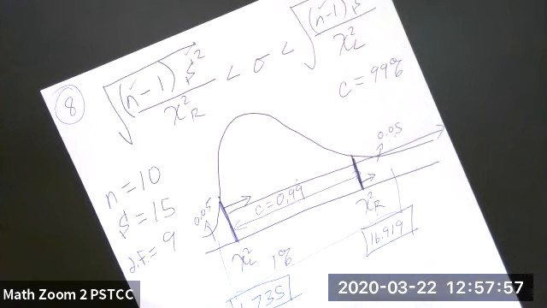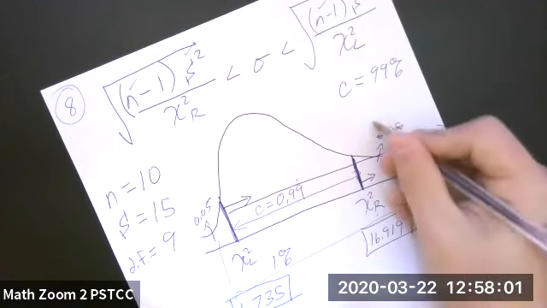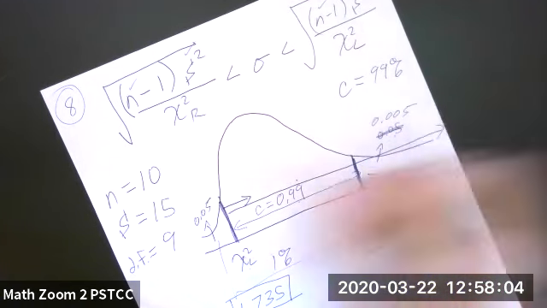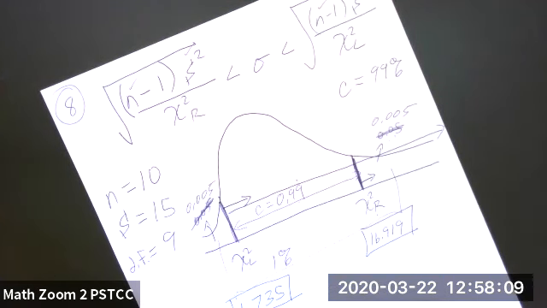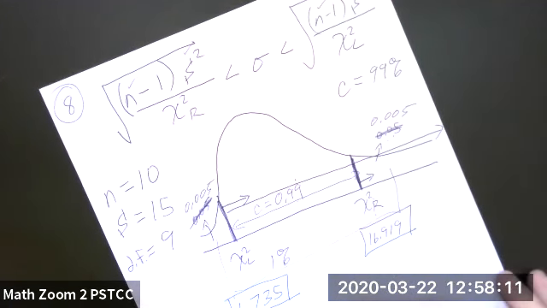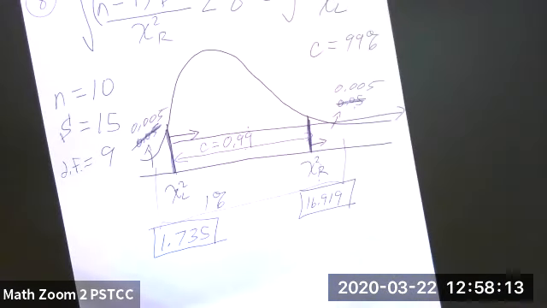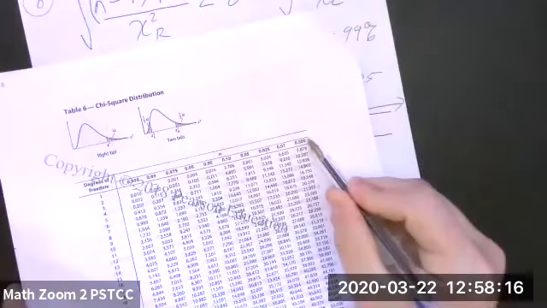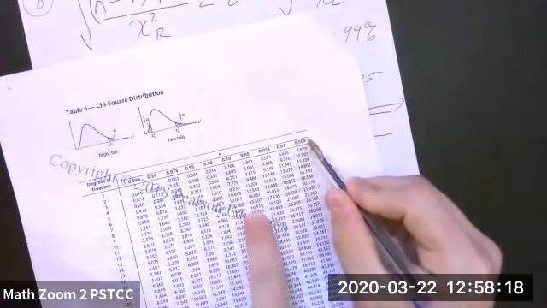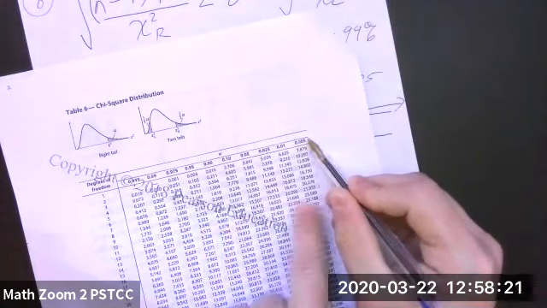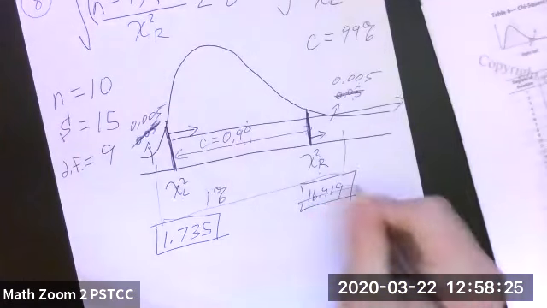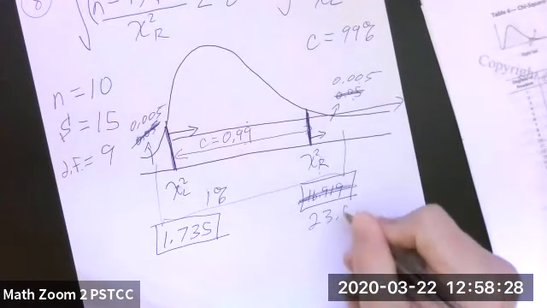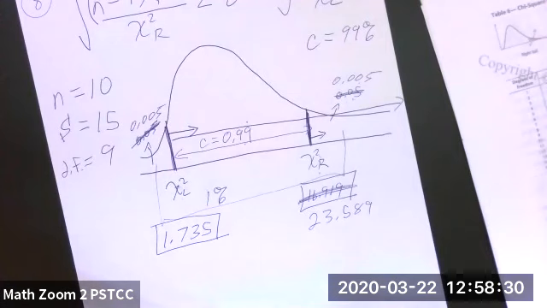There's a mistake here. This should be 0.005. Let's fix this. The 0.005 column is the farthest on the right, degrees of freedom of 9, 23.589. That's not right.